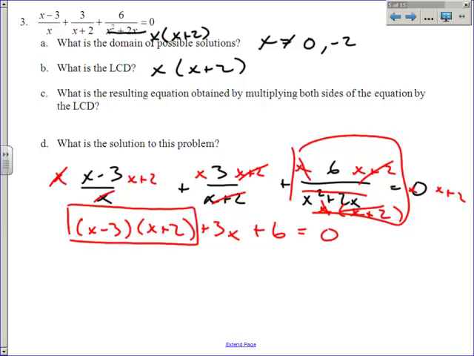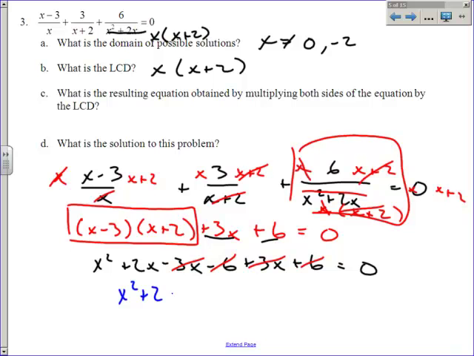I have a factor here, x minus 3 times x plus 2, that I'm going to have to distribute. Many people call it FOIL. I'm not totally against that. So x minus 3 times x plus 2 is going to be x squared plus 2x minus 3x minus 6. Then I still have to add these two terms. Plus 3x plus 6 is equal to 0. Well, combining like terms, negative 3x plus 3x cancel out. The minus 6 and the plus 6 cancel out, and I'm left with x squared plus 2x is equal to 0.